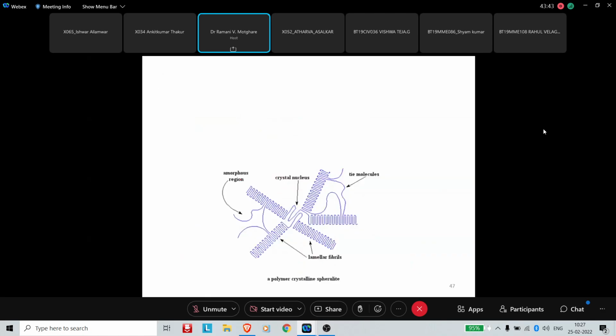So the amorphous region is shown here like this, entangled strands. Then the crystal nucleus is here, and the tie molecule, which is moving like this, is the crystalline part, and the molecule which holds these together is termed as the tie molecule. Then lamellar fibrils, these are the lamellar fibrils in a crystalline spherulite.